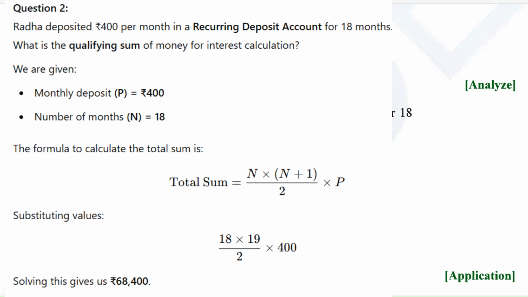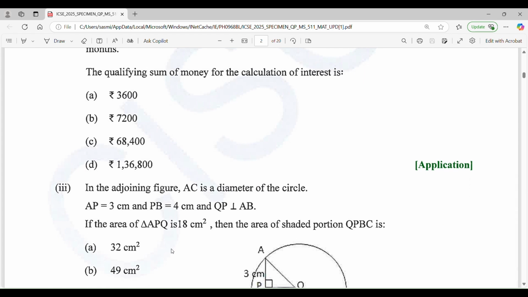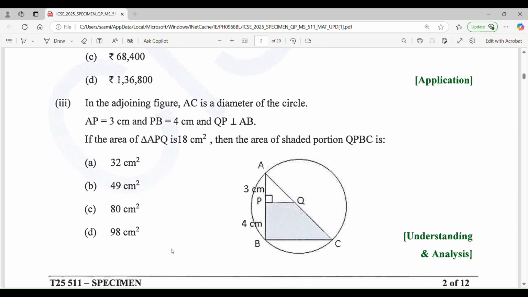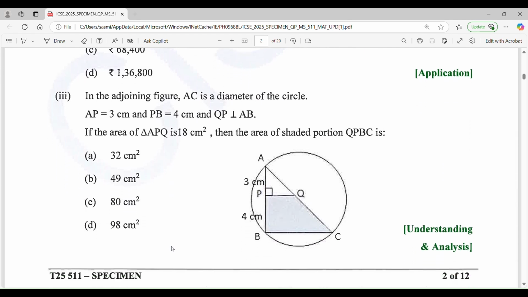The formula to calculate the total sum is given on the screen. The formula is total sum equal to N times N plus 1 divided by 2 multiplied by P. Substituting values, N is 18, N plus 1 is 19. Solving this gives us 68,400 rupees. It will be 68,400.